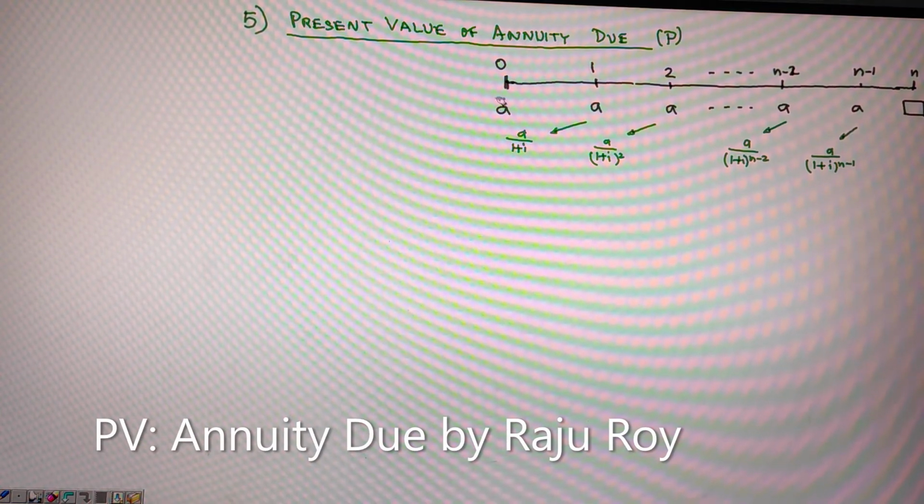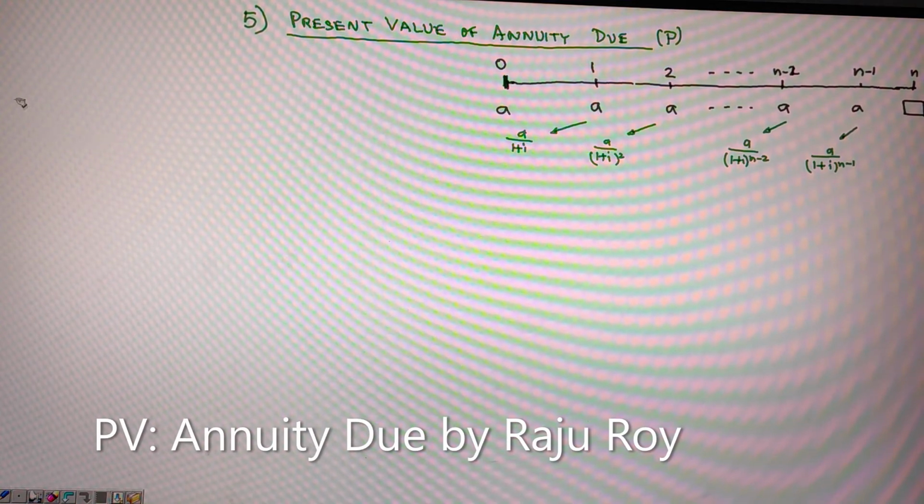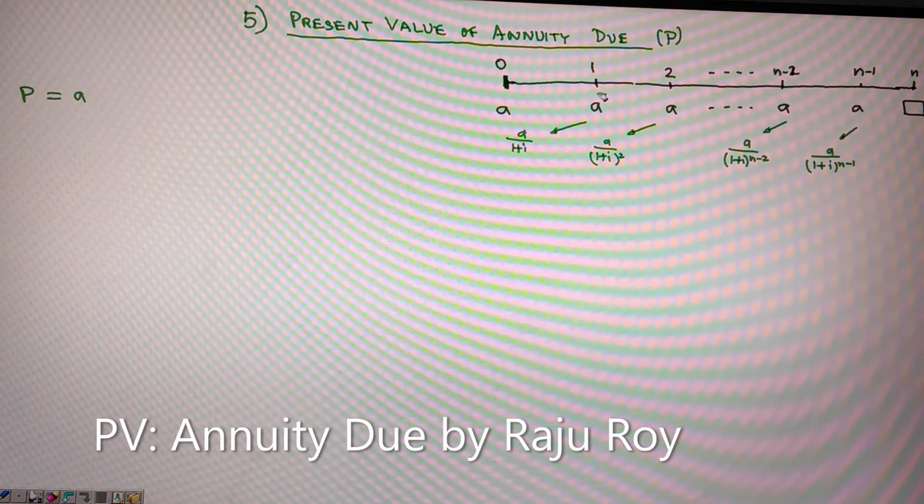Annuity due means you receive at the beginning of the year, right? This is the beginning of the first year. At this point you want to get A, so how much do you have to invest? You have to invest A. So the present value will be A for the first one. At the end of the first year, or the beginning of the second year, you want to get A. For that you have to invest A by 1 plus i.